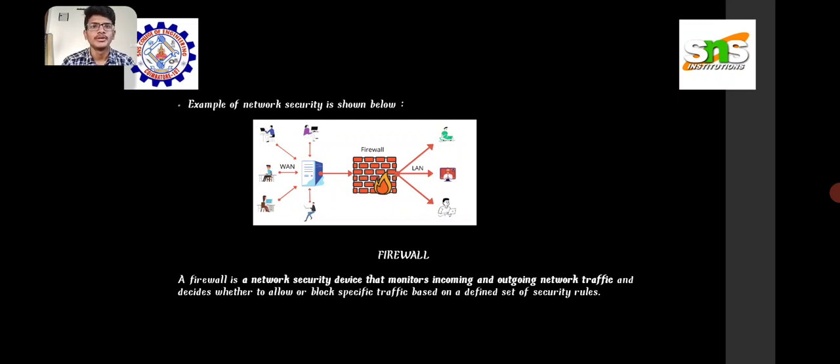An example of network security is a firewall. First, what is a firewall? A firewall is a network security device that monitors incoming and outgoing traffic on devices, to allow or block specific traffic based on a defined set of security rules. A firewall allows a user by verifying them, or blocks the IP of a user who does not have access to a computer.